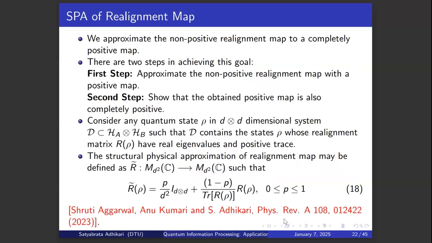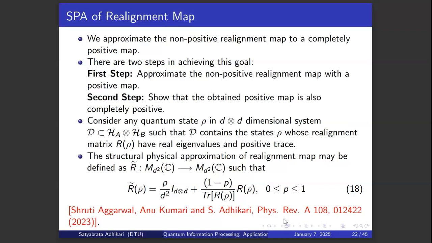First of all, we will do this in 2 steps. In the first step, we will approximate the non-positive realignment map with a positive map. So that means, first of all, we will make the realignment map a positive map, and whenever we have this positiveness of the realignment map, then we will talk about the completely positive map. Okay, then we will make it a completely positive map.